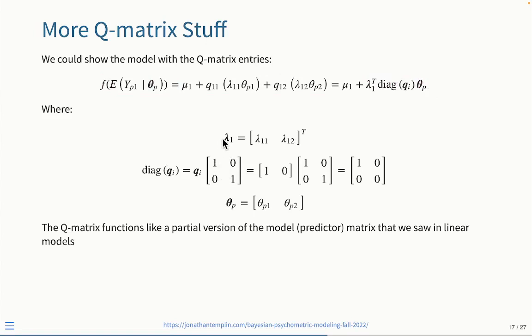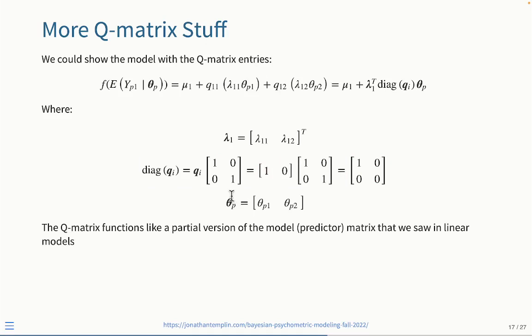So for instance, if we took each hypothetical factor loading and put that into a vector called lambda1, with the transpose, and we take the Q matrix and multiply, we have this diag Q function that I'm talking about here, which is basically the Q matrix times a diagonal matrix of ones. So our Q matrix entry for the item was 1, 0. We multiply this together, we're left with this matrix right here.